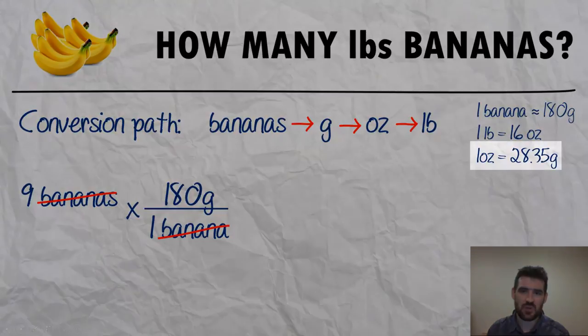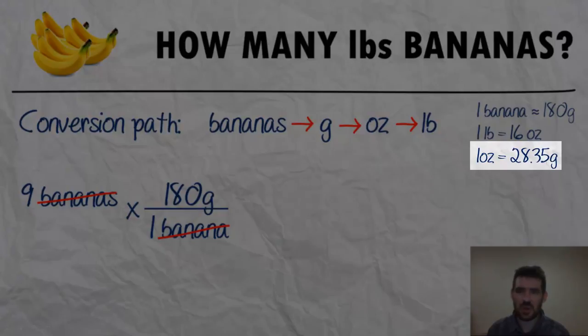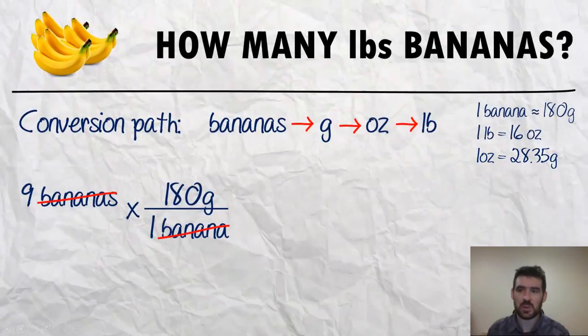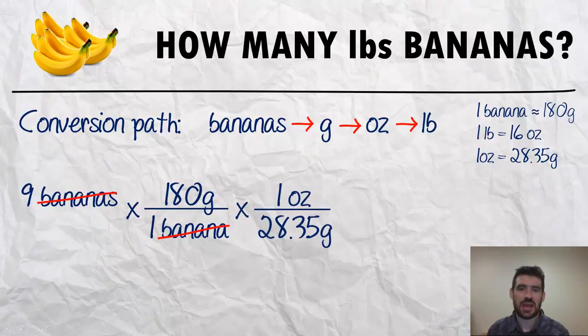Our next step is to go from grams to ounces. We want ounces to be on the top and we want grams to cancel. So we're going to multiply by 1 ounce and divide by 28.35 grams. Here, grams cancels with grams.